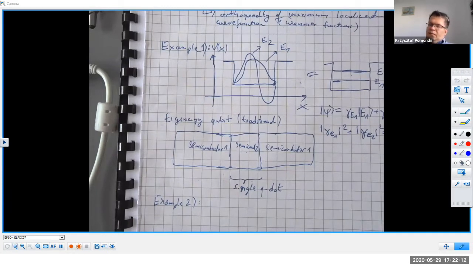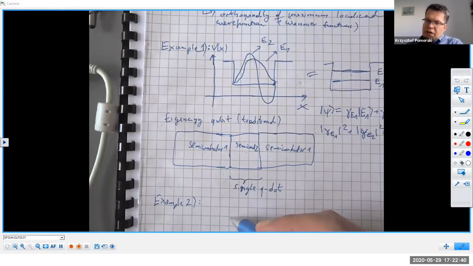So there's a certain duality between two qubits, and one can find certain analogies. Let me move to the example of position-based qubits.